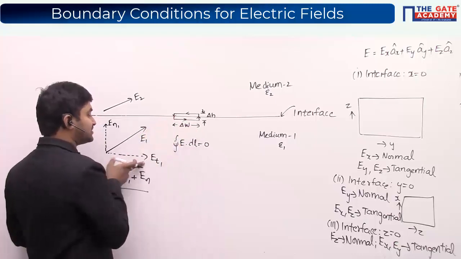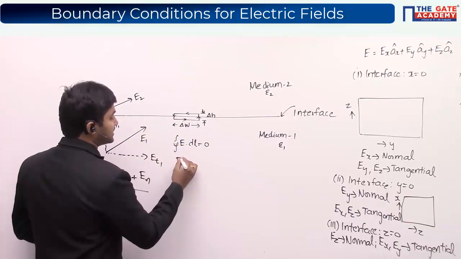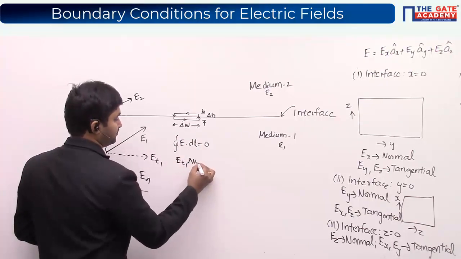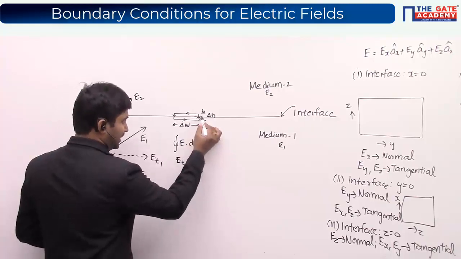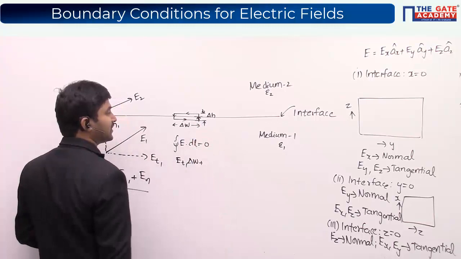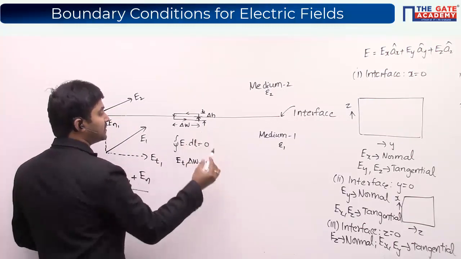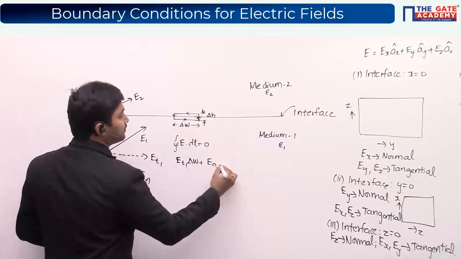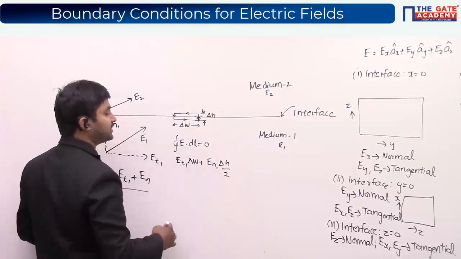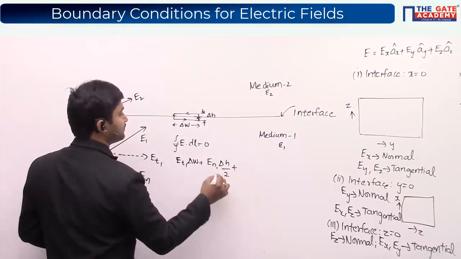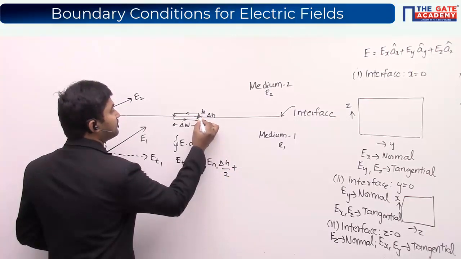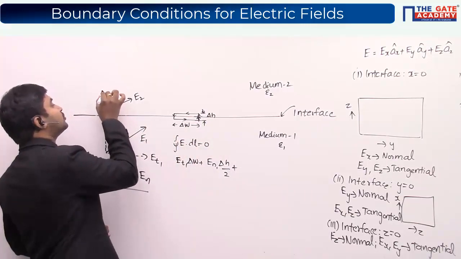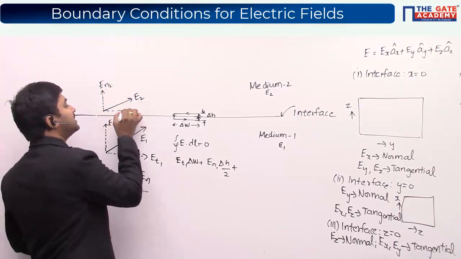Now let us establish here the electric field in this direction. The electric field in this direction is nothing but the tangential component, so I would say it is Et1 multiplied by the length, which is del W, plus the electric field in the first half of the height. This is nothing but the normal component En1 multiplied by del H by 2, plus in this half we have the electric field in the normal direction. Let us say it is going to be En2 here, and here the tangential component is Et2.